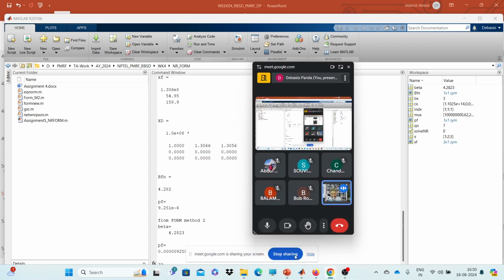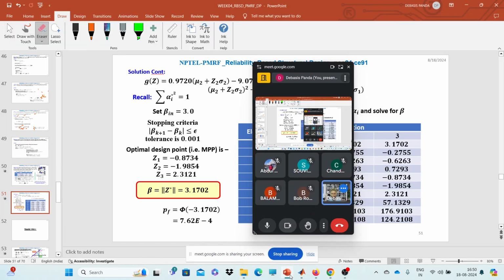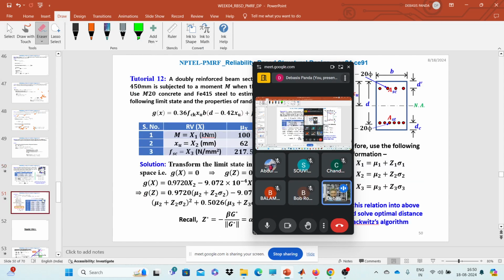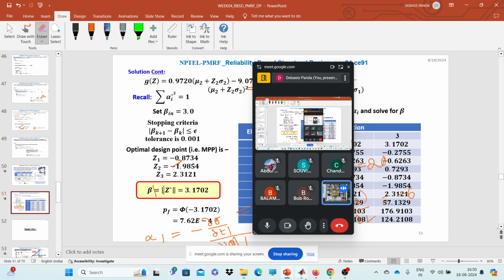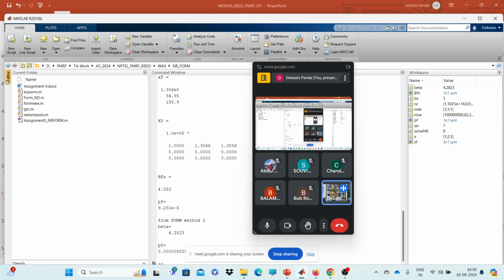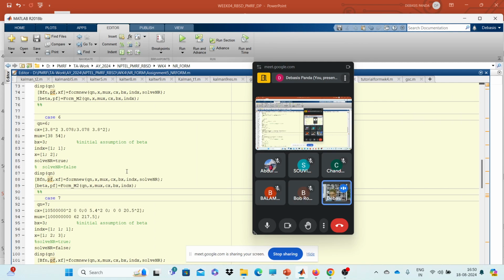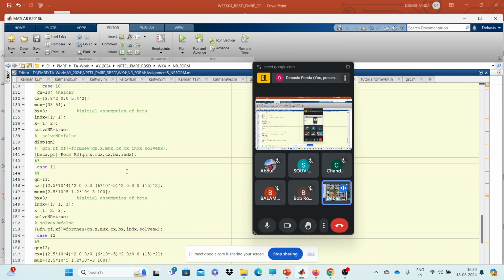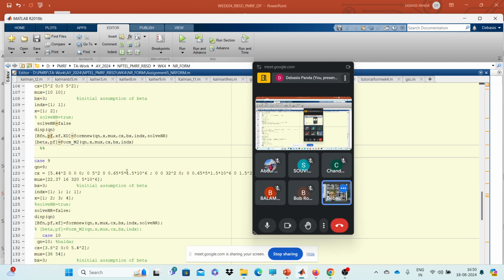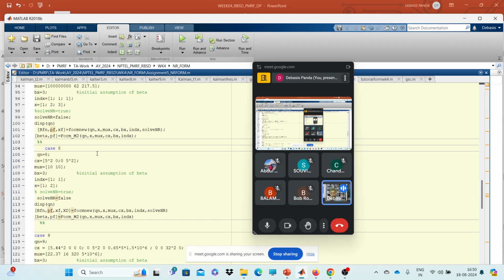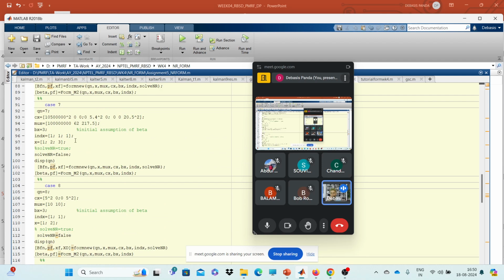Let me check once again. Okay, these are different problems. I think the normal random variables I have cast for different problems. That's why problem number 7, where is problem number 7? Yeah, actually for problem number 7, 111 is given. Okay, I have changed this problem to another problem.